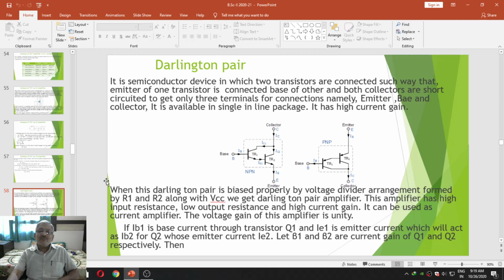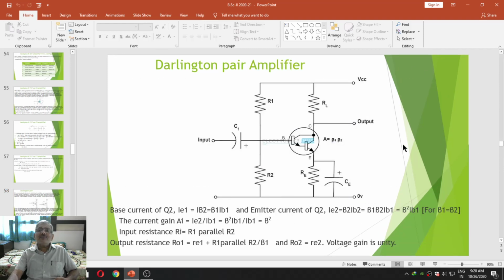When it is being used as an amplifier, which is represented here, here is the Darlington pair. If you look properly, it makes use of two transistors. It is now a single pair, having collector, base and emitter. As usual, the method of biasing makes use of R1 and R2 as a voltage divider biasing. RL is the load resistance which is connected between collector and power supply. RE is the emitter bypass resistance. C is the emitter bypass capacitor.